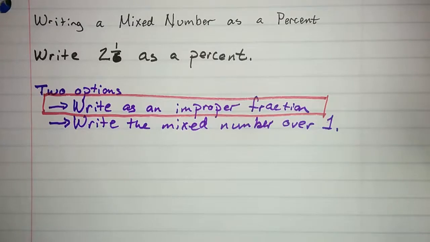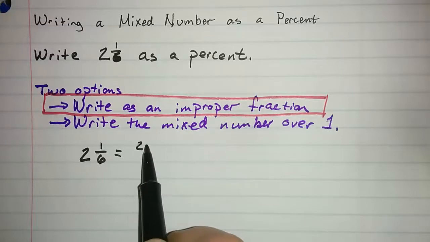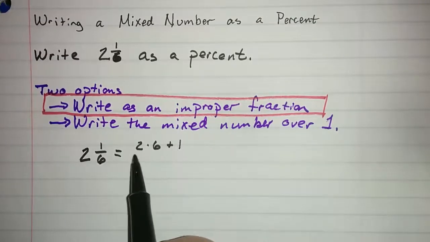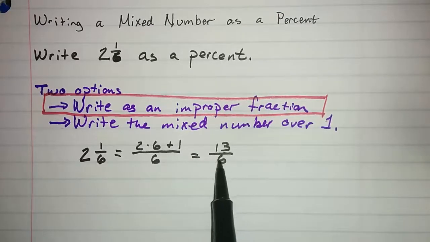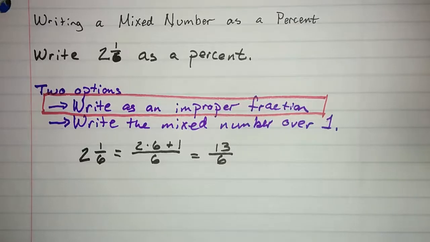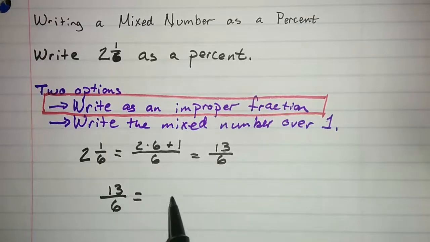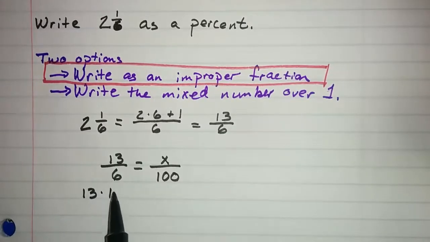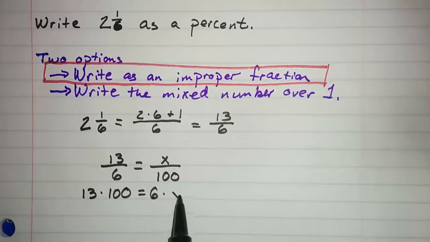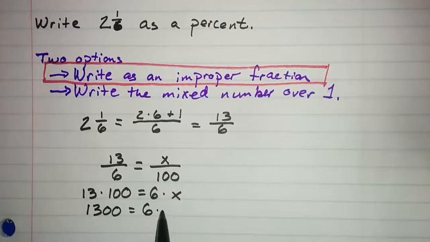Well, I've got my 2 1/6. That's going to be cut each whole thing into 6 parts, add in the 1/6 I started with. Right, so that's going to be 13/6. And now I proceed like I would for any other fraction. 13/6 is going to be something over 100. Looking at the cross products, 13 times 100 is 6 times x. So 1300 is 6 times x.